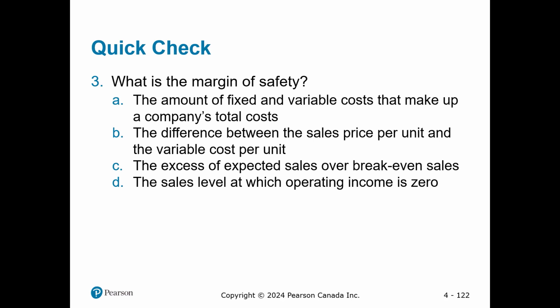What is the margin of safety? A, the amount of fixed and variable costs that make up a company's total costs. B, the difference between the sales price per unit and the variable cost per unit. C, the excess of expected sales over break-even sales. And D, the sales level at which operating income is 0. And we know the only correct answer here is the excess of expected sales over break-even sales.